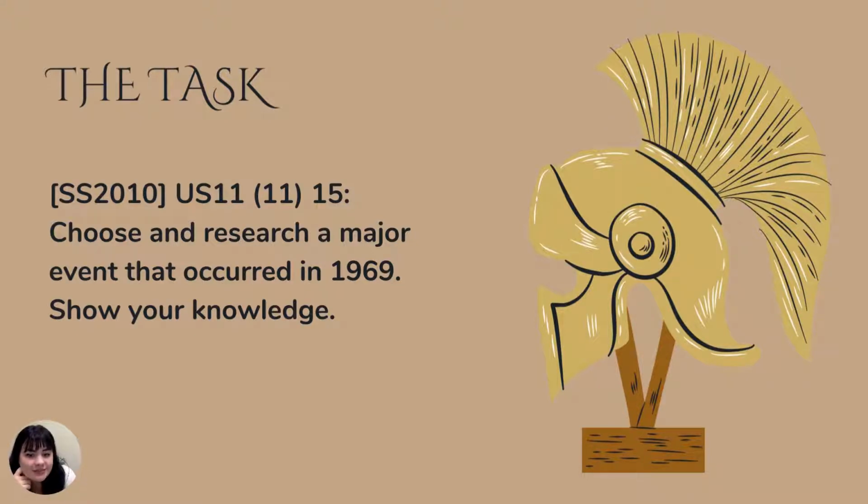So for this example, we are going to use an 11th grade U.S. history standard, number 15, which has to do with the major political and social transformations that were taking place from the 1950s to 1970s. And the basic task that students would do with this activity is to choose and research one of the major events that happened in 1969. You can provide a list, they can choose their own, it's up to the teacher. After researching, they have to find a way to show their knowledge.